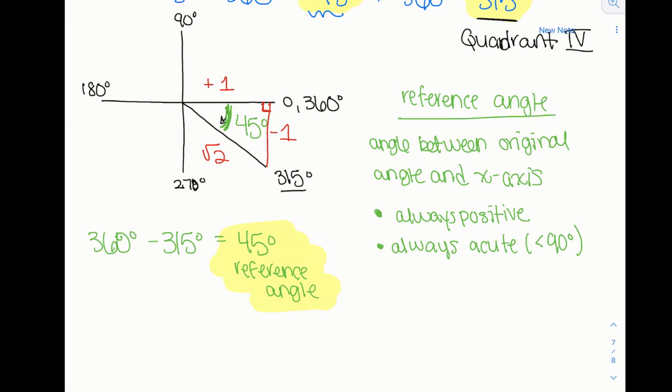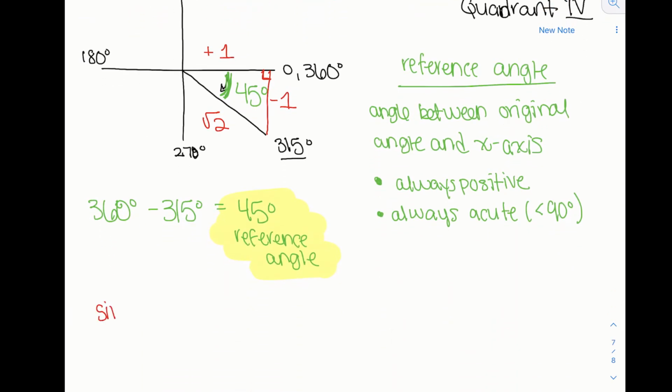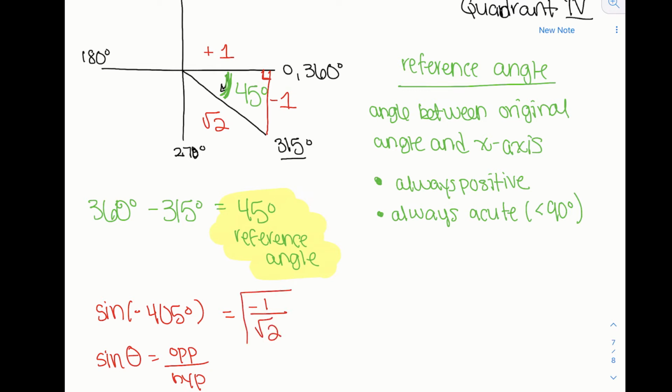Now I go back and ask what I was originally looking for. We wanted to know the sine of negative 405 degrees. Remember, sine of an angle is opposite over hypotenuse. So now we'll write the final answer. Opposite in this case is negative 1, over the hypotenuse, square root of 2. You can leave your answer like that. If you want to rationalize the denominator, you can multiply the top and the bottom by square root of 2, and that gives negative square root of 2 over 2.